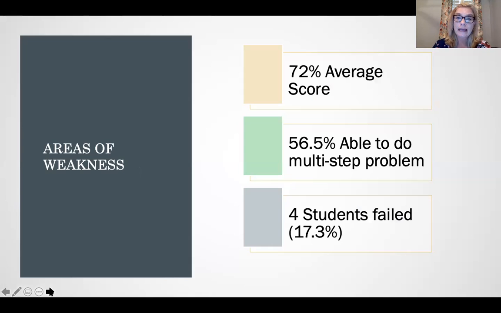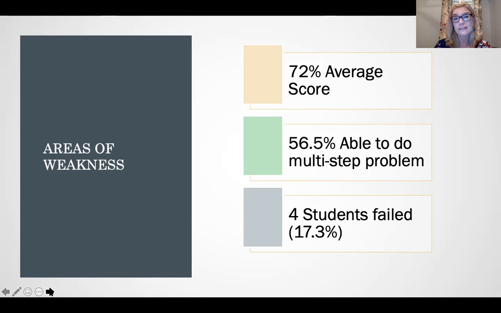Now let's take a look at areas of weakness. The average score on this test was 72%. And for me, I usually consider that to be pretty low. Normally, on a normal assessment, when I have my students in my classroom, the average score is usually somewhere between 80 and 89. So 72% felt a little low to me.